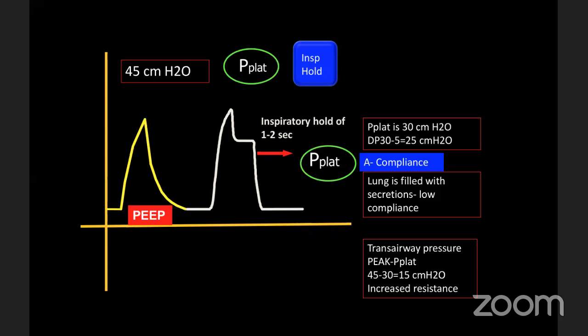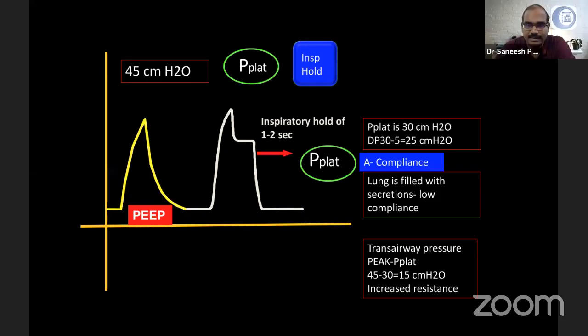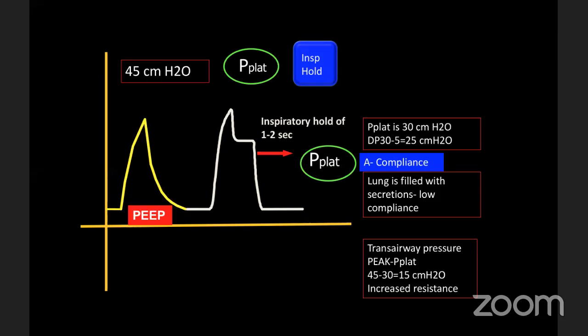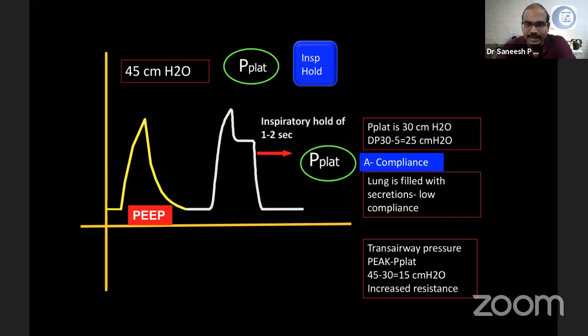Sir, I have a small doubt. Yes, please go ahead. Sir, once the peak airway pressure went to 45 centimeters of water, then you do a P plat and do an inspiratory hold for 1 to 2 seconds, and then you calculate the P plat minus the peak, and then you see the driving pressure, sir. Am I correct? Yeah. So even otherwise, by that time, the machine will tell you what the compliance is. You will get the lung compliance straight away.